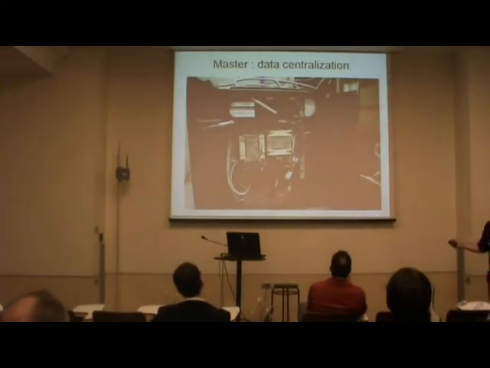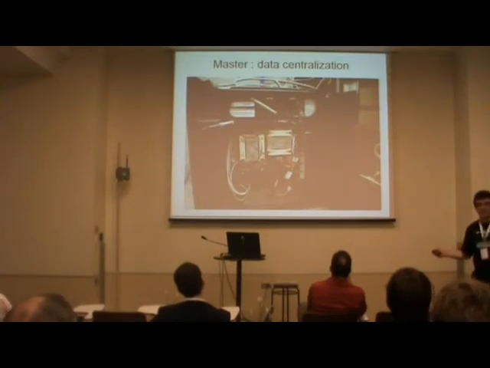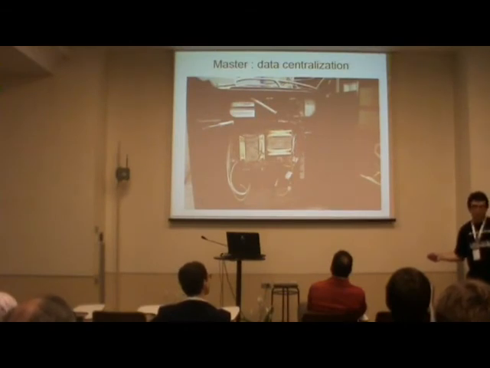So this is the master. It's a dual Xeon with 24 gigabytes of memory. It has 5 RAID 0 SSDs for data management, fast storage when it receives data from the workers. We have 20 terabytes of long-term storage, no SSD, just normal hard disks.